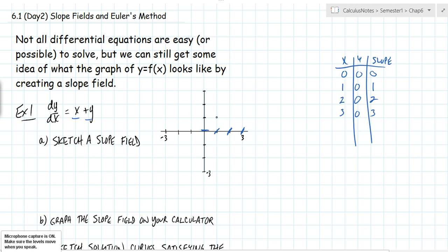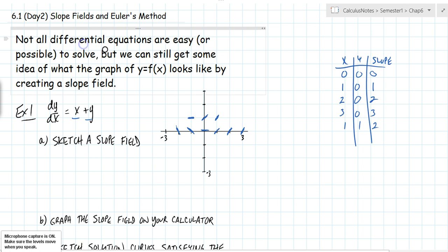At 1, 1, the slope would be 2. At 0, 1, the slope would be 1. At negative 1, 0, the slope would be negative 1. So now we have slope indicators pointing the other direction. A slope of negative 1 is also at a 45-degree angle, but pointing in the negative direction. At negative 2, 0, the slope would be negative 2, so it's still a negative slope, but a little bit steeper, and so on. At negative 1, positive 1, the slope would be 0.